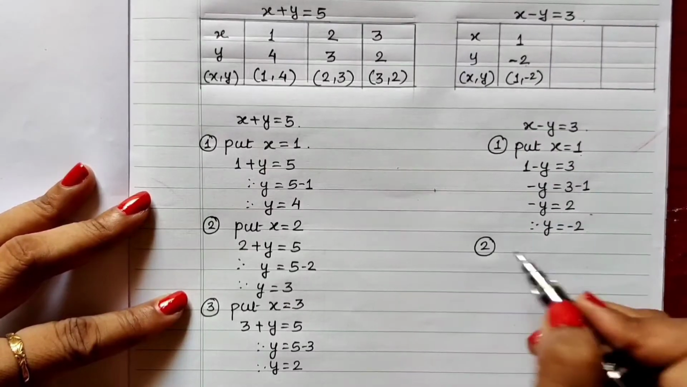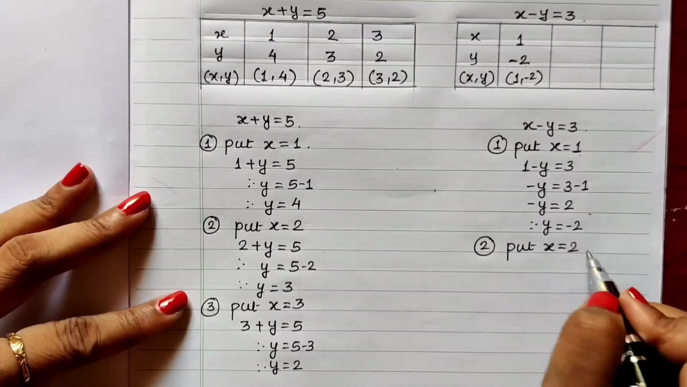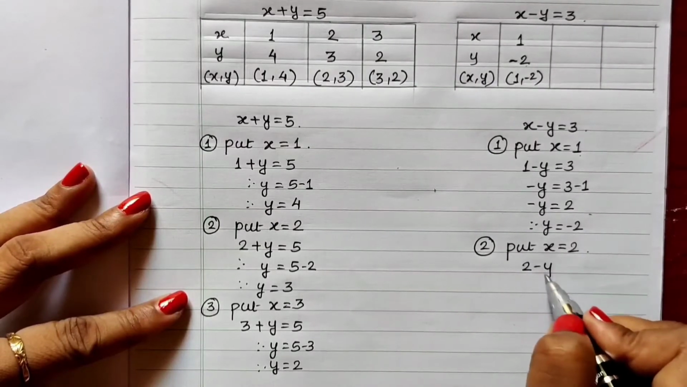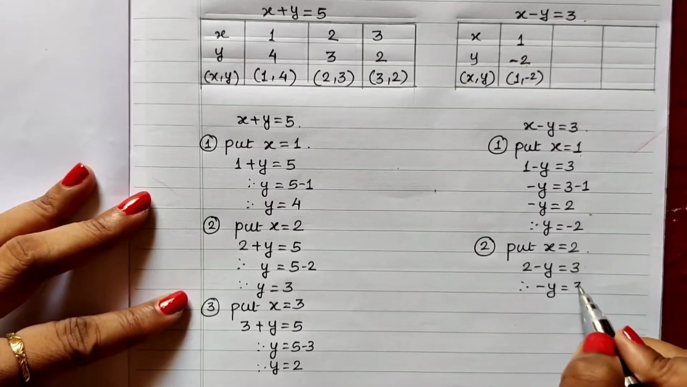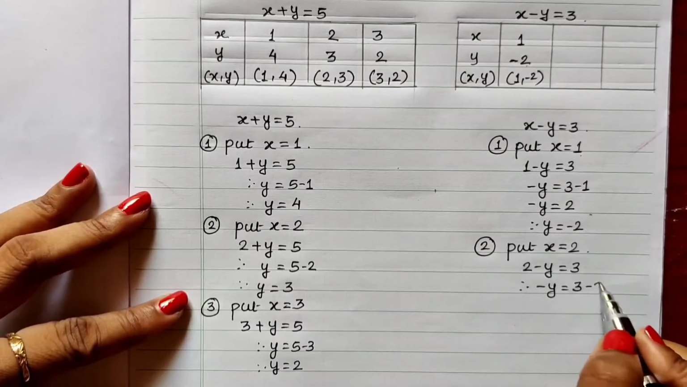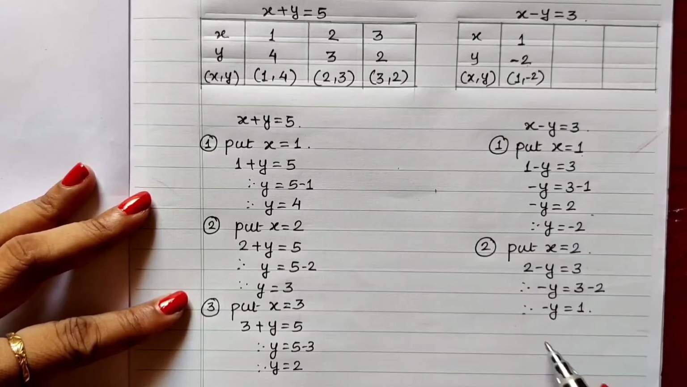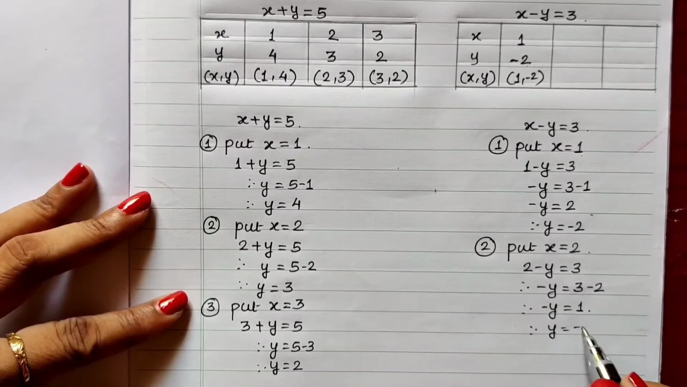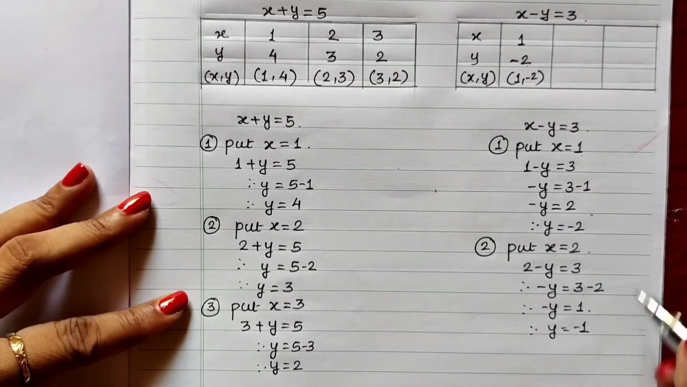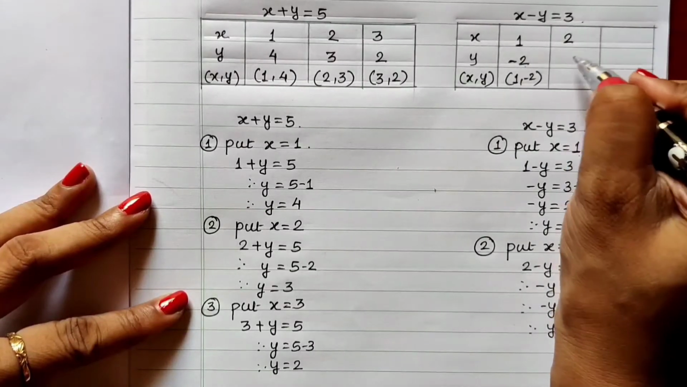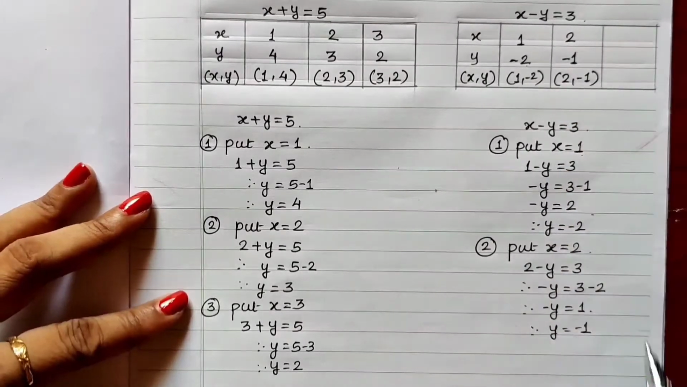Now let us take any other value. Second value for x: put x is equal to 2. So 2 minus y is equal to 3. Again, minus y as it is, 3 as it is, plus 2 transfers and becomes minus 2. Minus y is equal to 3 minus 2, which is 1, and therefore y is equal to minus 1. So when x is equal to 2, we get y is equal to minus 1. So 2, minus 1 are the coordinates.